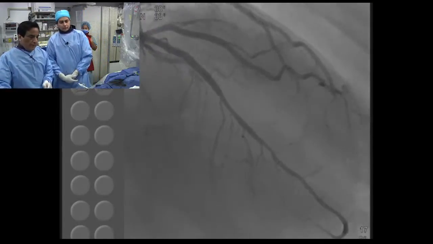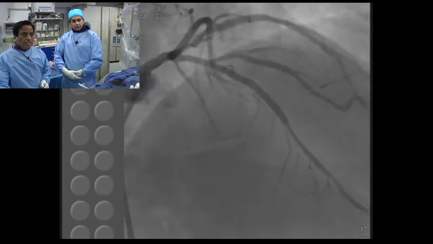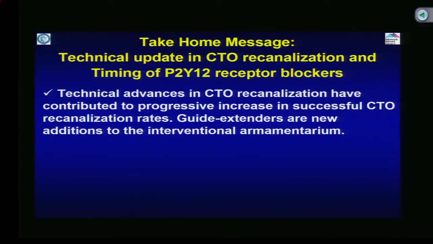Now, if we can come back, so I can complete our today's discussion. And that is the take-home message. Technical update in CTO recanalization and timing of P2Y12 receptor blockers. The technical advances in CTO recanalization have contributed to a progressive increase in successful CTO rates. Also, guide extenders are a new addition to the interventional armamentarium.